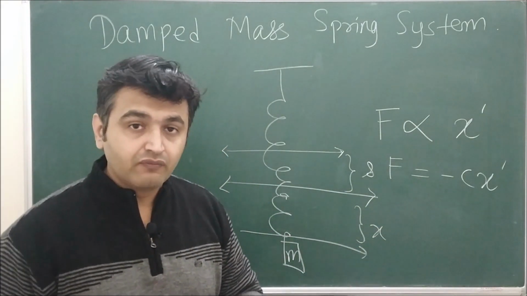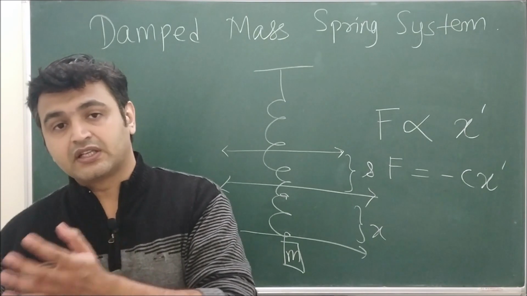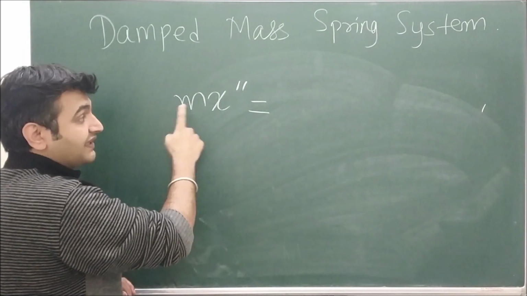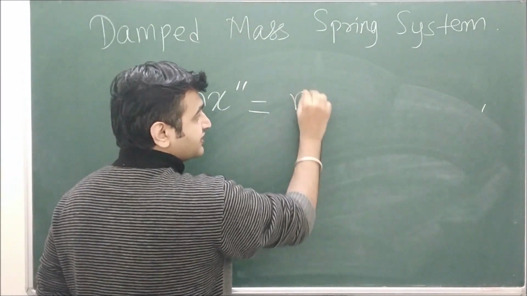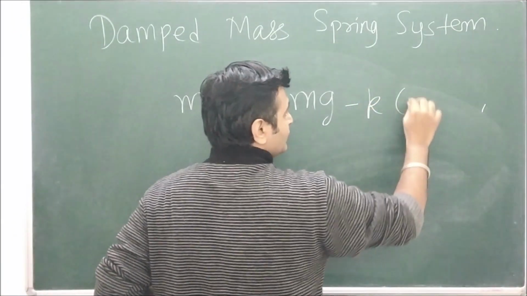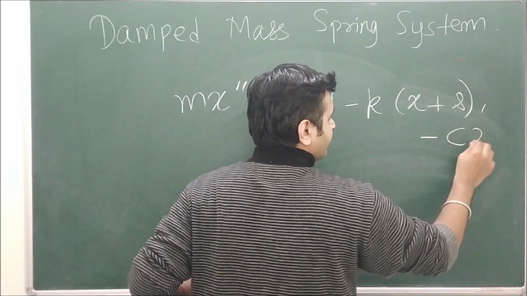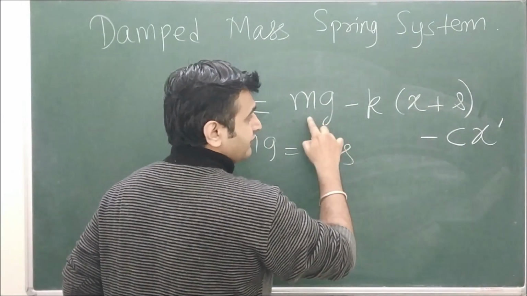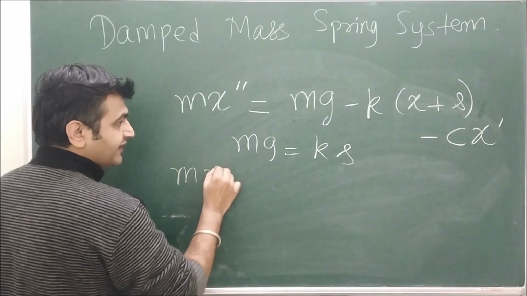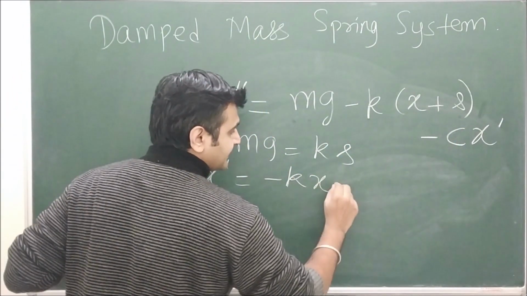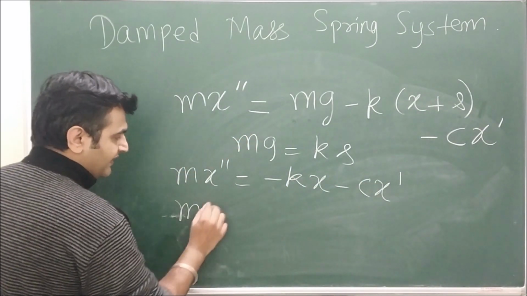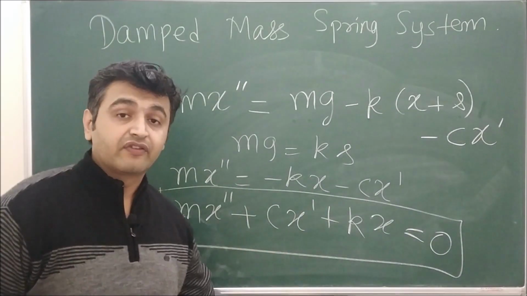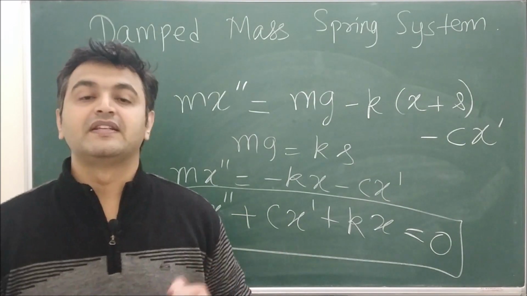And by Newton's law of motion, the sum of all the forces is equal to m into acceleration. So if I do that over here, by Newton's second law, mass into acceleration is the sum of the forces, that means the gravitational force, the spring force and the damping force. But then again in the equilibrium position, we have mg equal to ks. So therefore mg and ks go away. So I have m x double prime equal to minus kx minus c x dash, and therefore you have m x double prime plus c x prime plus kx equal to 0. So this is how your differential equation looks if you have a damped mass spring system.